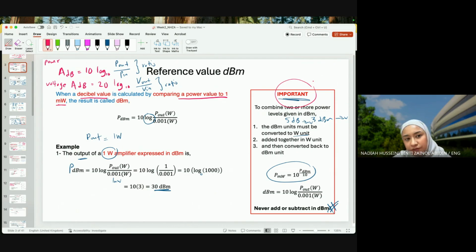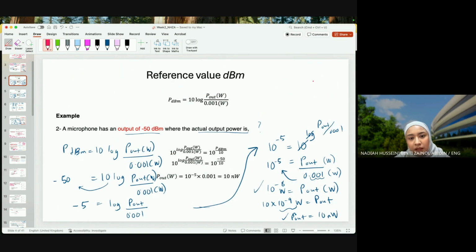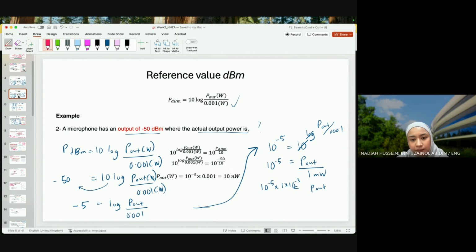So dBm is different from dB. dB you can add together, no problem. dBm, no, you cannot add them together. You have to convert it into linear scale and then convert it back to dBm if you want. And then we have a bunch of equations for dBm as well, the same log relationship as attenuation and gain.